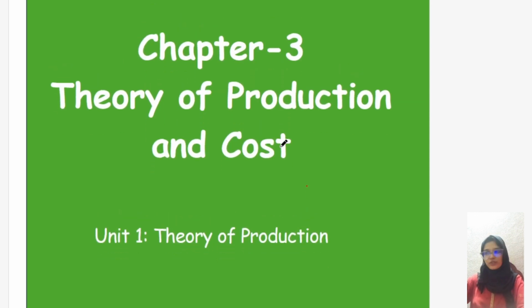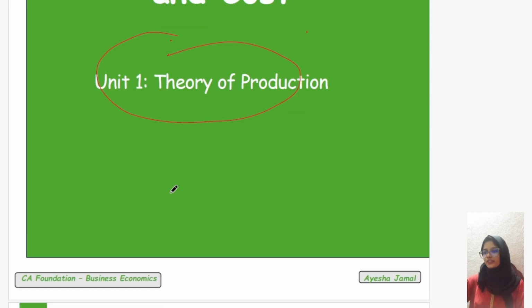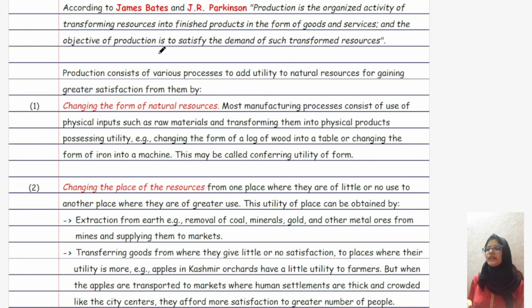Okay, so let's start. So here first we'll be talking about our unit 1, theory of production. Okay. So what is theory of production? See, first, meaning of production. First we'll see what is the meaning of production and who has defined, who has explained the meaning of production. James Bates and J.R. Parkinson.